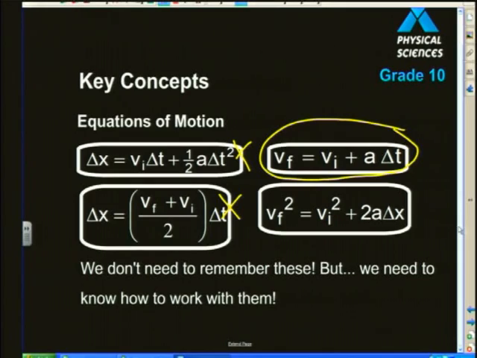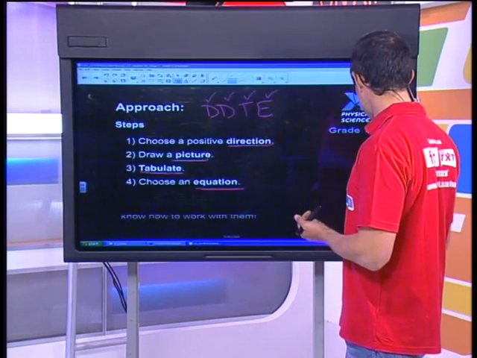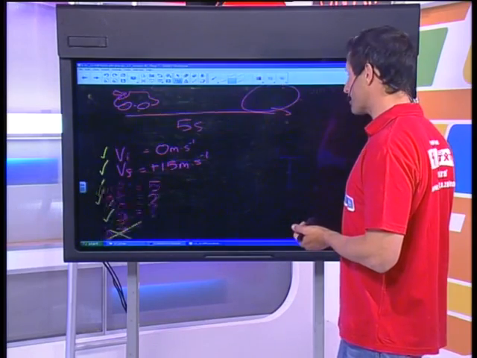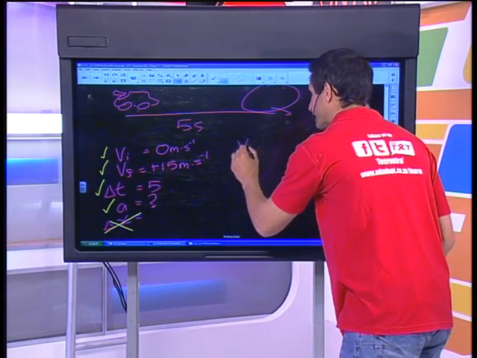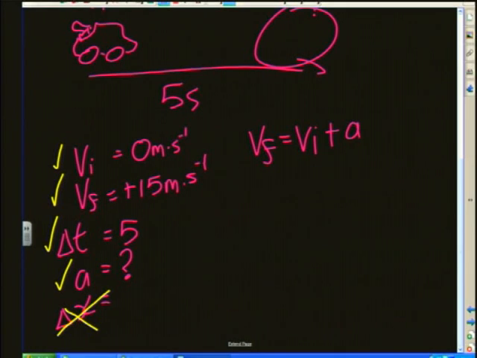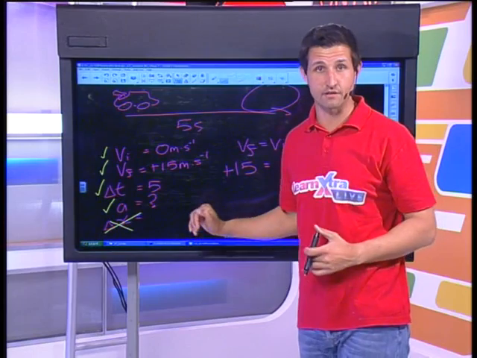So that's beautiful. V final is equal to V initial plus A delta T. Let's use it. So we've done our tabulation. Now we've chosen an equation based on my tabulation. So there we go. V final is equal to V initial plus A delta T. So V final is positive 15. Now notice how I'm emphasizing the positive. It's heading forwards. Guys, these are vectors and direction is shown by the sign.